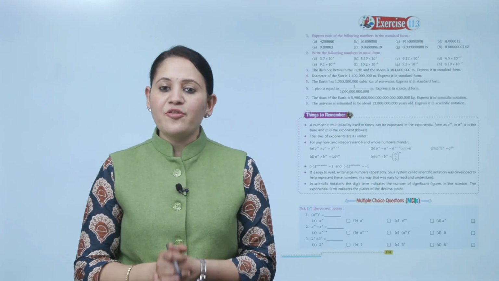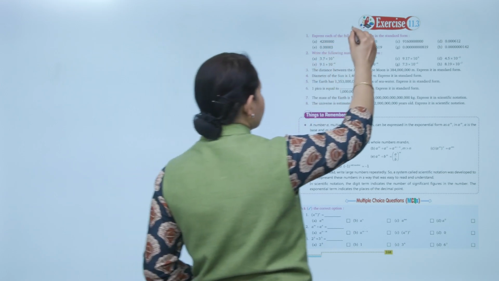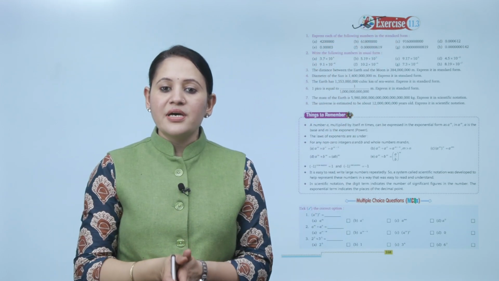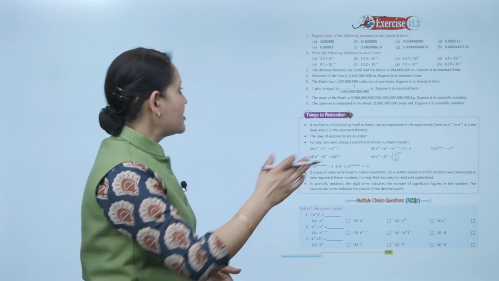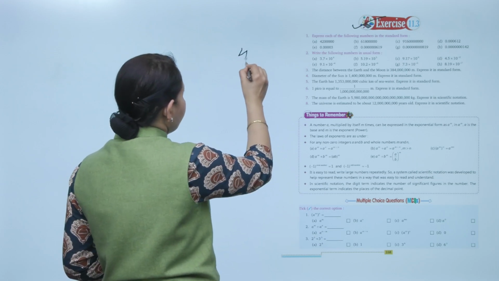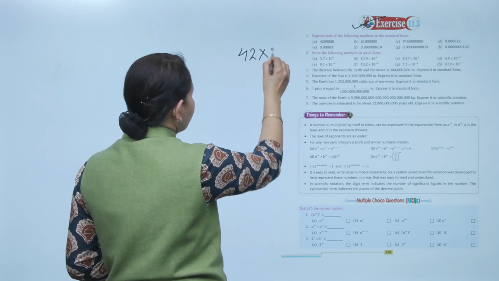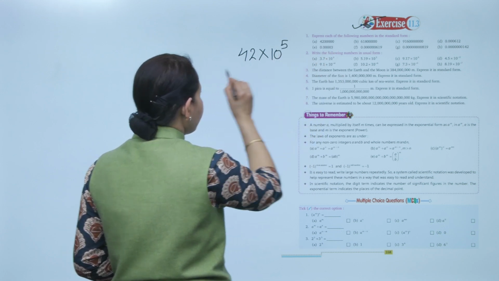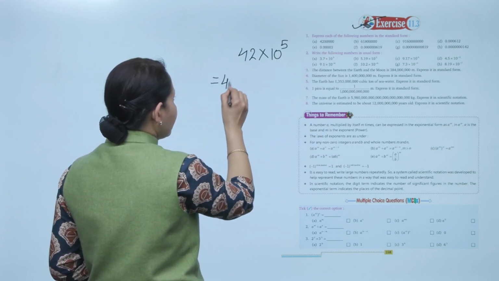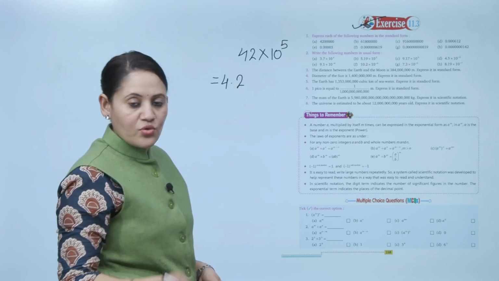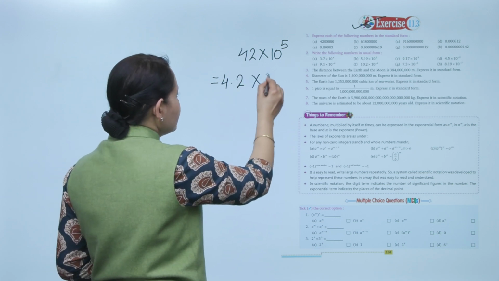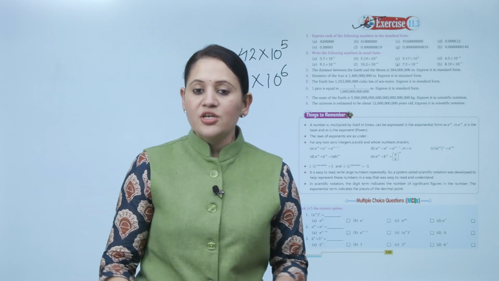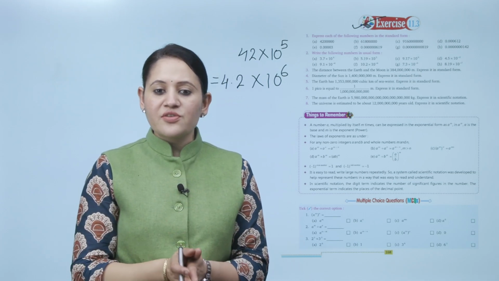That is the standard form of the given number. Next is exercise 11.3. Express each of the following numbers in the standard form. The first number, we can write as 42 into 10 to the power 5, but in standard form we will write it as 4.2 into 10 to the power 6. That is the standard form of the given number. So you have to practice all the questions of this exercise.